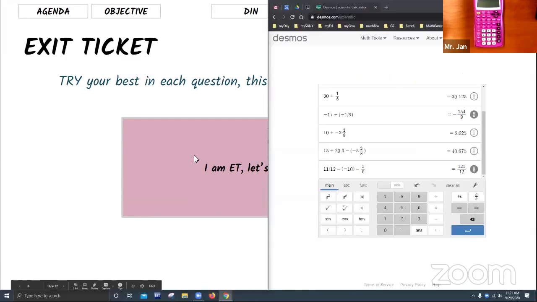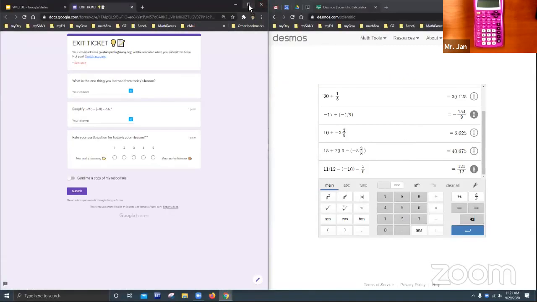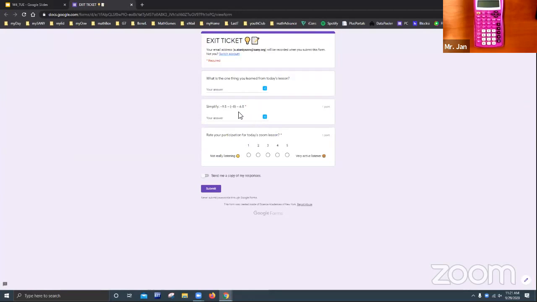And there is an exit ticket. If you go on the exit ticket, there is one question actually. One thing is what you learned today and rating your participation. And there is one simple problem about adding and subtracting rationals. Okay. Thank you so much. If you guys finish these, feel free to leave or you can stay. But make sure you finish up the IXL.